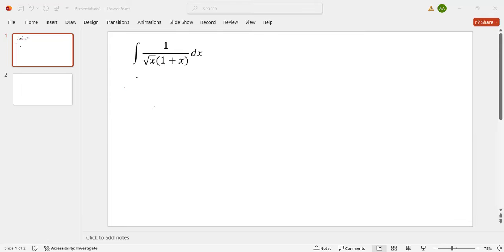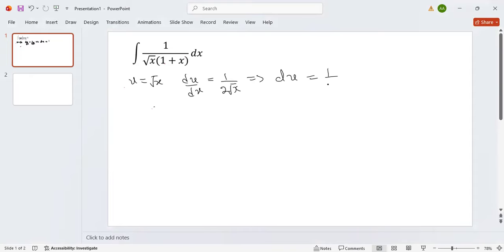We have u equal to the square root of x. So we are assuming that u equals the square root of x. If I differentiate u with respect to x, that is, find du dx, I'm going to get 1 over 2 root x. And of course, this implies that du is equal to 1 over 2 root x dx.